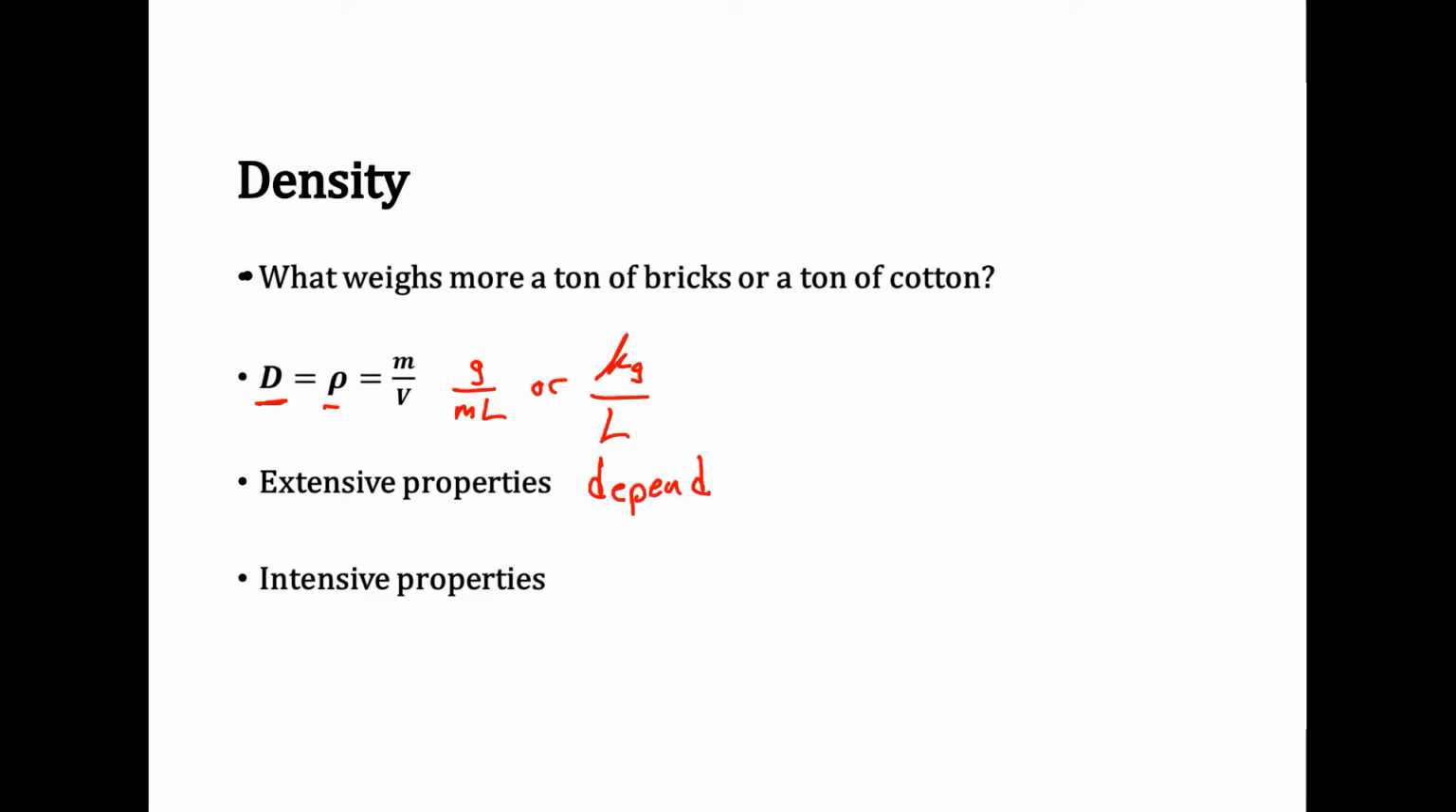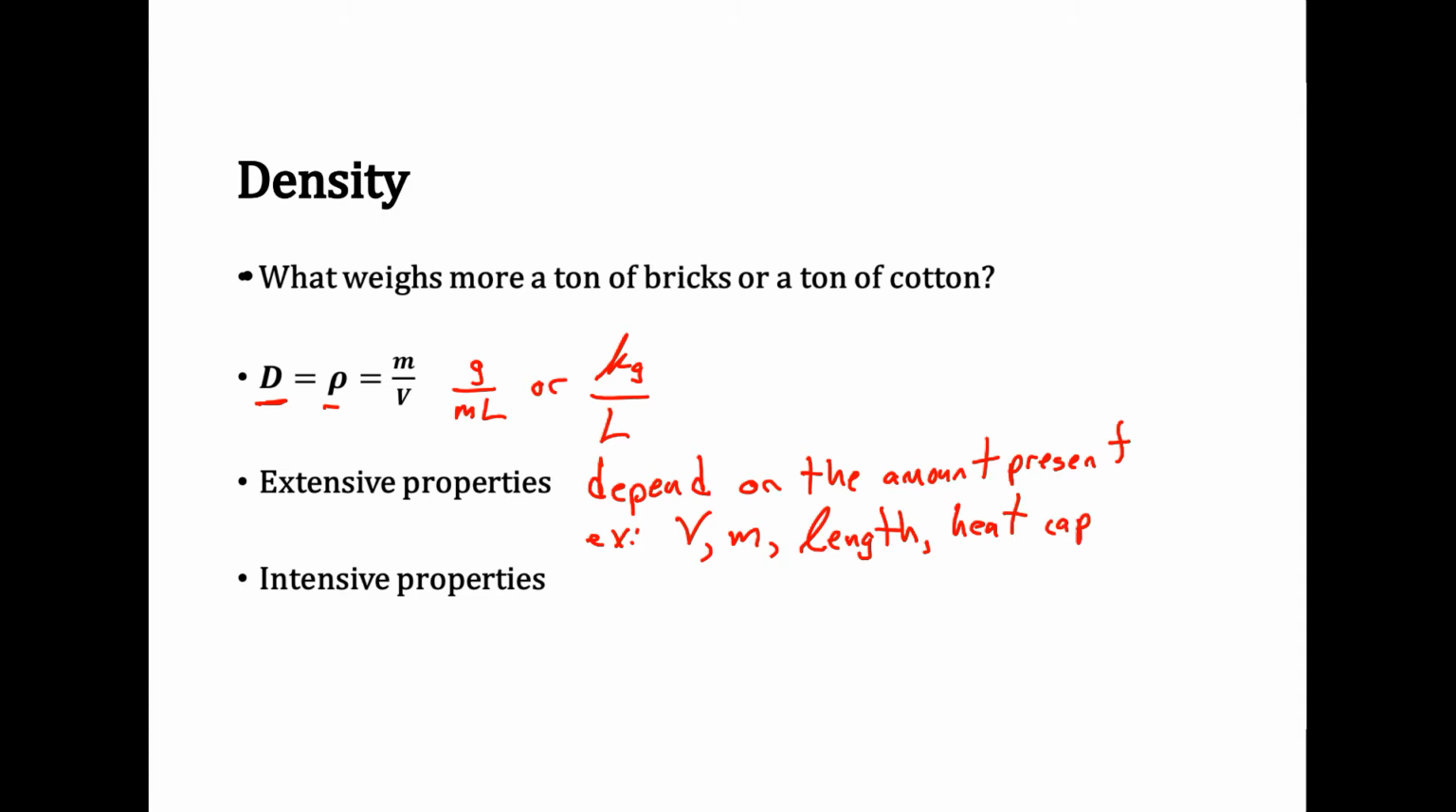Okay, so extensive properties depend on the amount present. And what are some examples of variables like this? Well, we have volume, we have mass, we have length, and we have something that we haven't talked about yet, but it's known as the heat capacity. These are some examples of extensive properties. But notice that density isn't listed here.